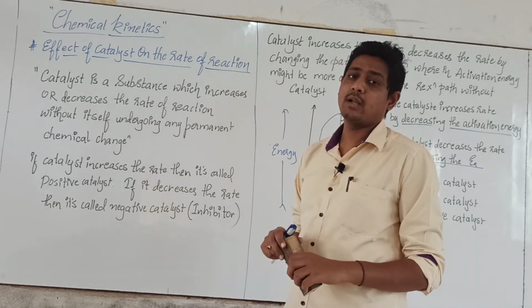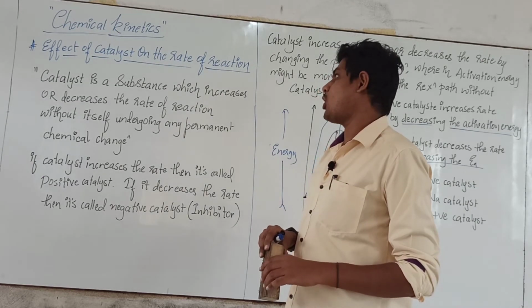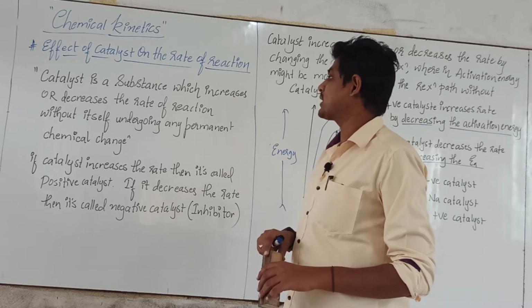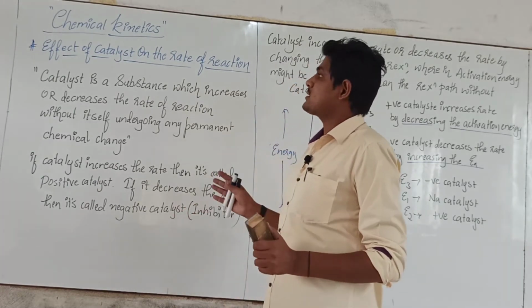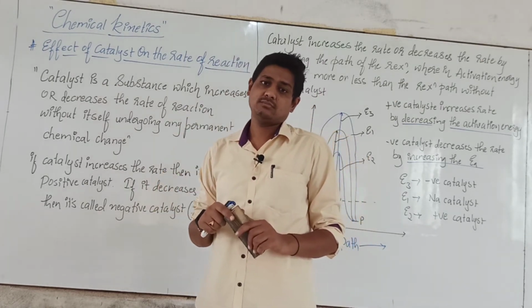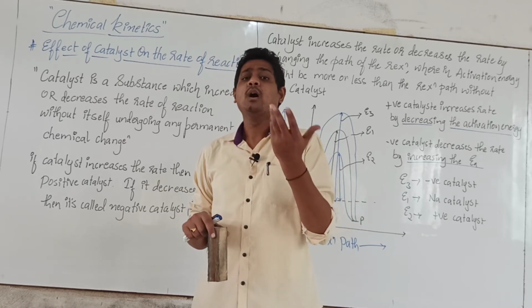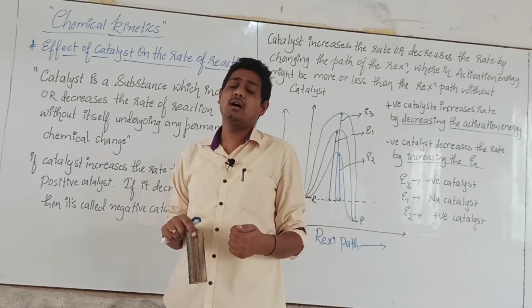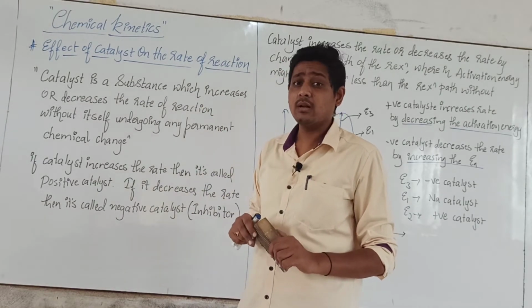First let us understand what a catalyst is. A catalyst is a substance which increases or decreases the rate of a reaction without itself undergoing any permanent chemical change. It may double the rate of reaction, it may triple the rate of reaction, or it may increase the rate of reaction 4 times. Or the rate of reaction may be decreasing.